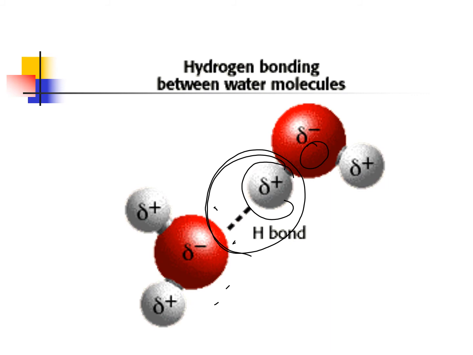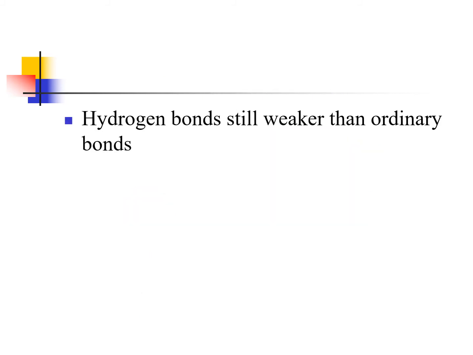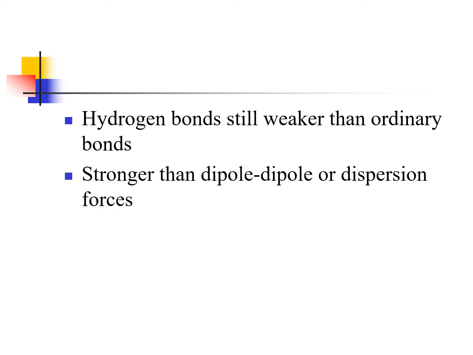Every molecule experiences dispersion forces. Polar molecules will experience dipole-dipole. Polar molecules where there is a hydrogen attached to a nitrogen, oxygen, or fluorine can experience hydrogen bonding. Again, still weaker than a normal ionic or covalent bond, but it's stronger than dipole-dipole and stronger than dispersion. Now again, and I'm stressing this, the hydrogen is required to be attached to the oxygen, nitrogen, or fluorine.